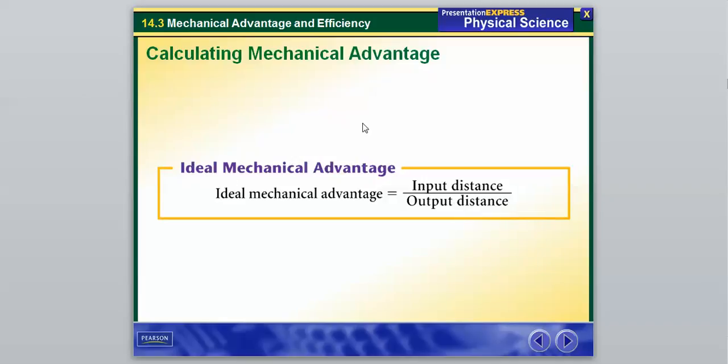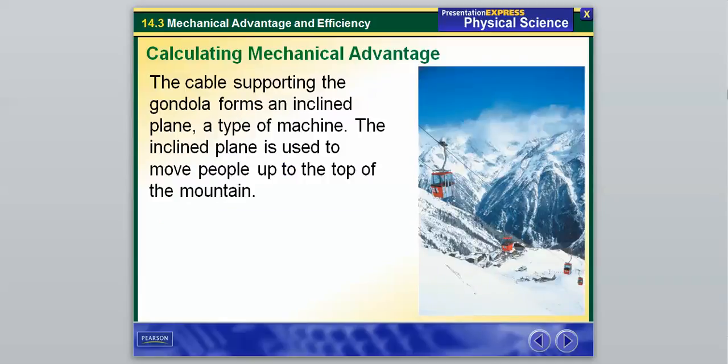So we take the distance that we actually move it, that's our input distance. So if I push something 5 meters, that would be the input distance, and then the output distance is how far it actually moves. And that doesn't make a lot of sense how I just said it, but we will do an example problem in a little bit, and that will make this make more sense.